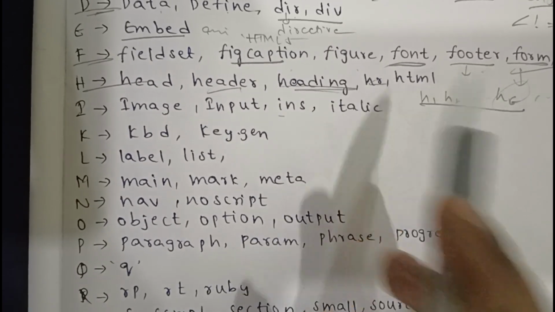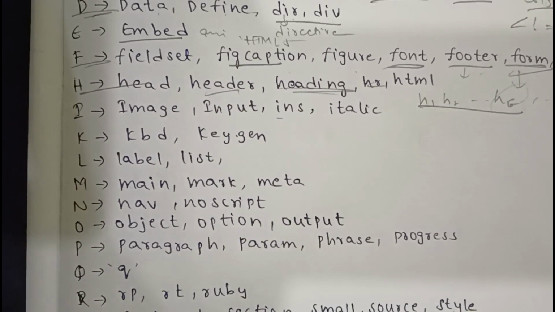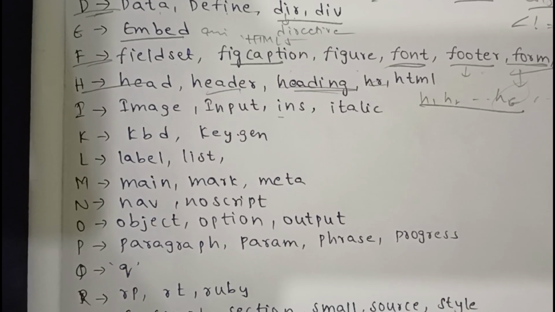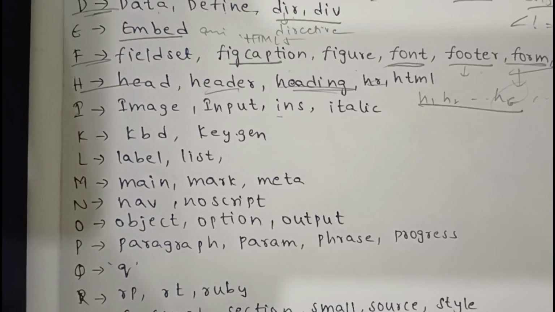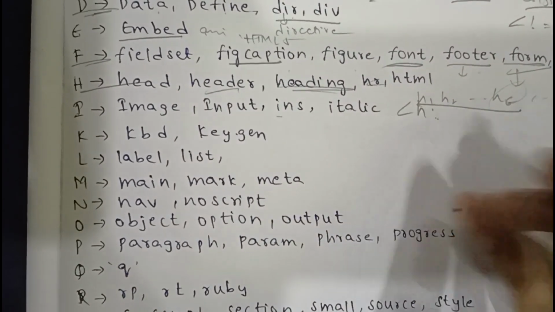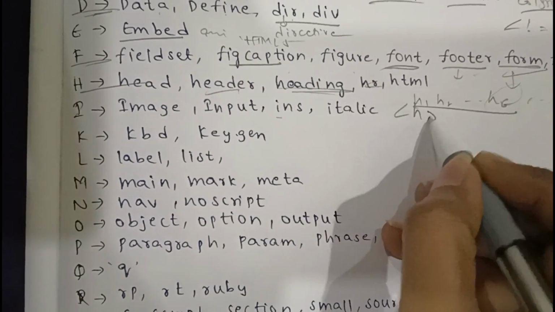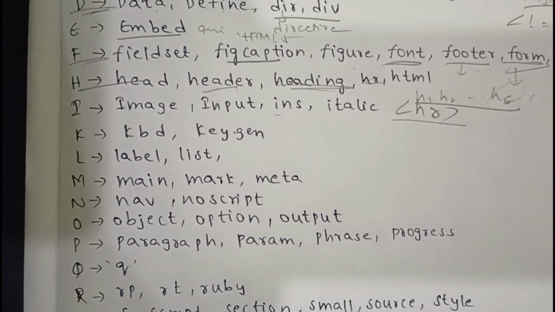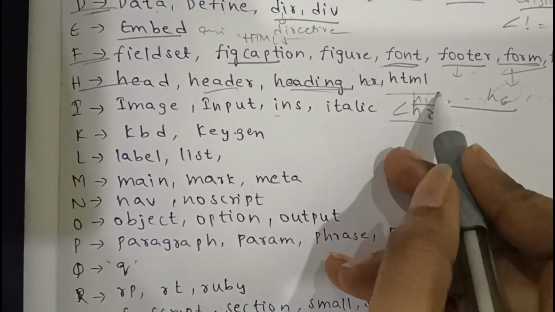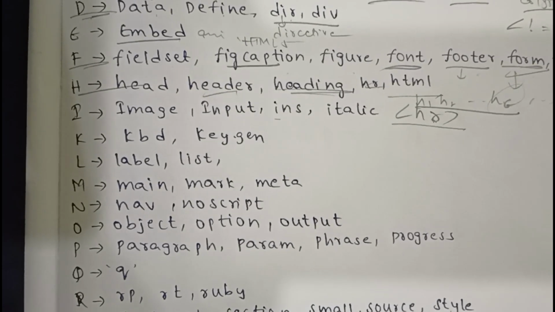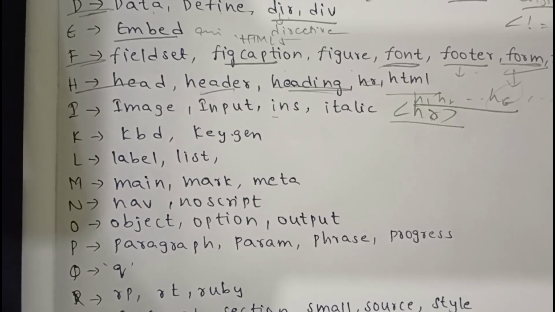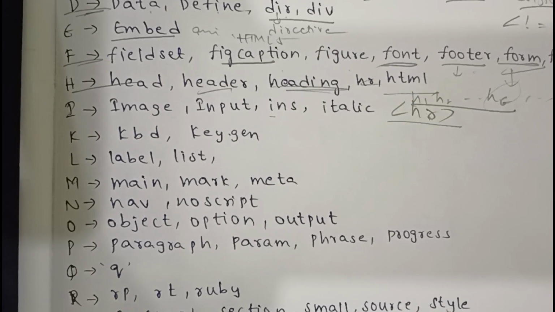Next, coming to HR. What is HR? It stands for horizontal rule and is used to insert a horizontal rule. We will be using HR in this way. It is a horizontal rule. What is HTML? The HTML tag is used to define the root of the HTML document.